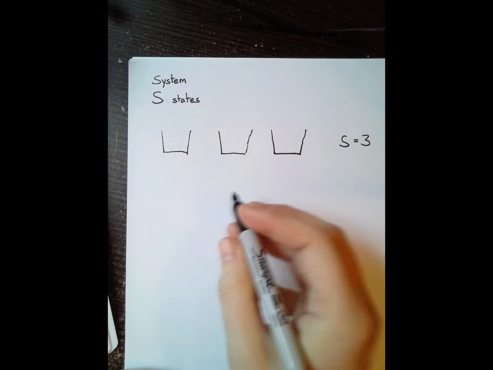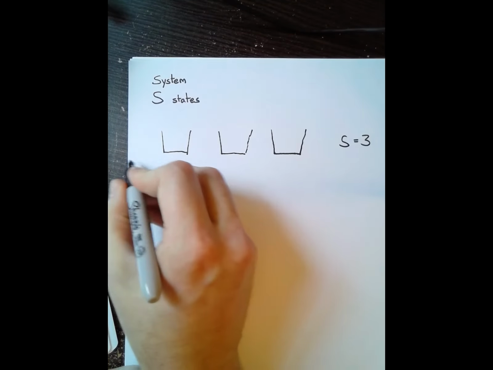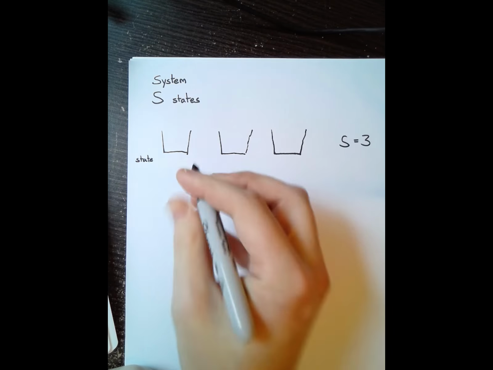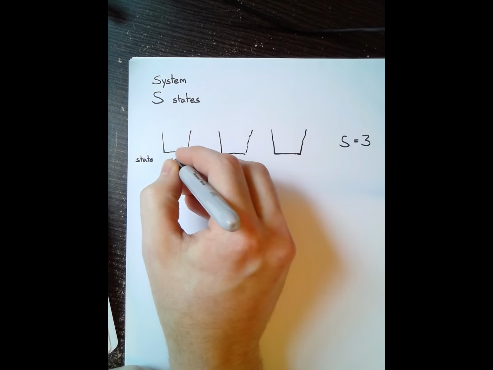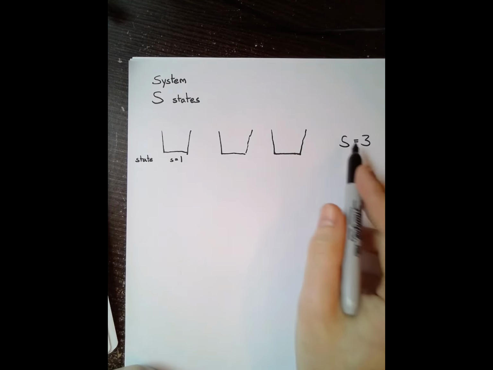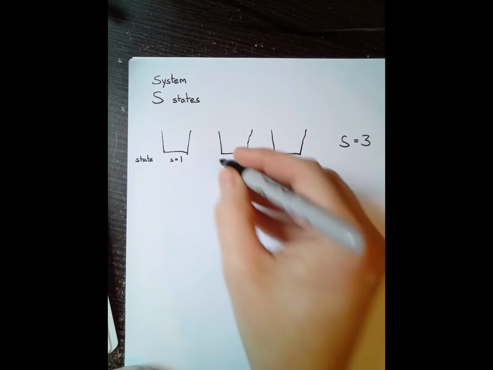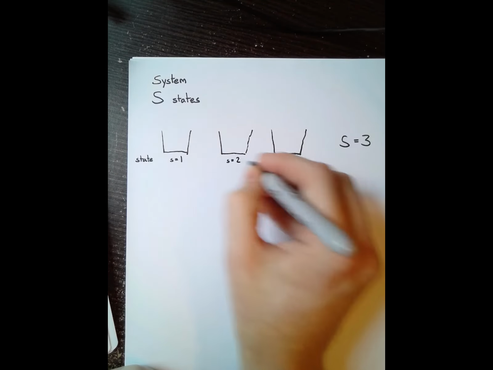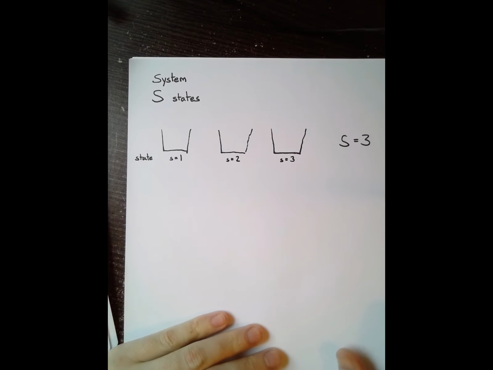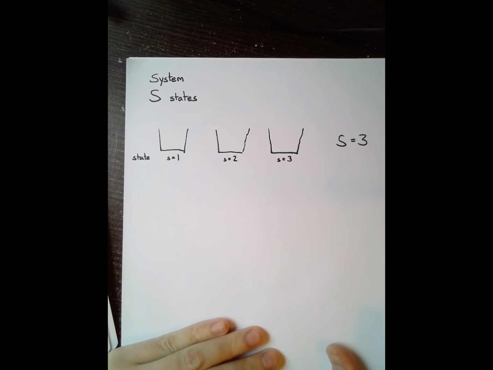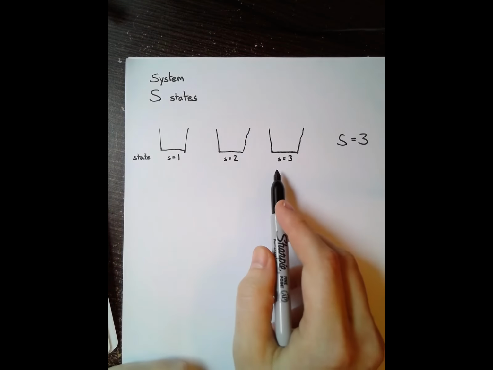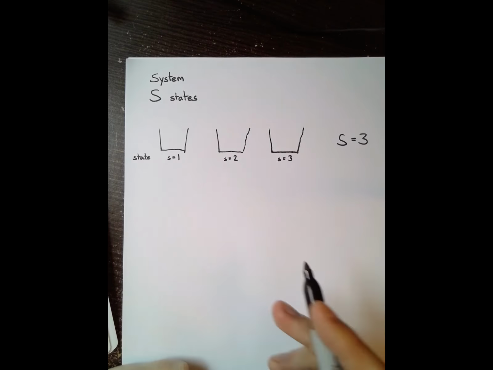And I'm going to label the states. So this first state is state little s equal to 1. So little s labels the individual states, big S is the total number of states. So this is state 1, this is state 2, this is state 3. Okay, and the total number of states is equal to 3.